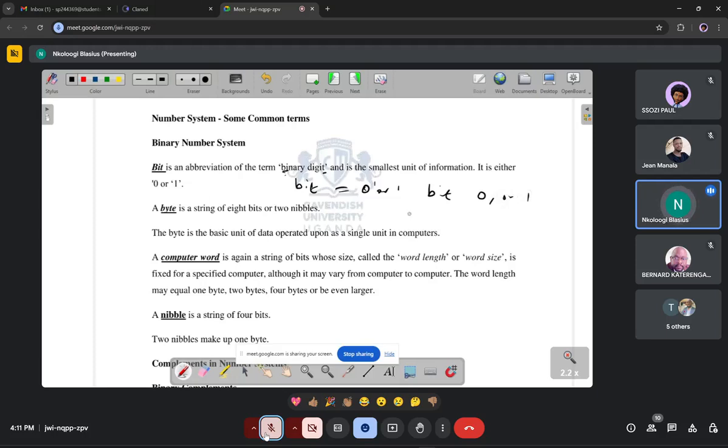So if I get 4 bits and I group them like this, then this gives us a nibble. So a nibble is a group of 4 bits. Then a byte is a group of 8 bits. For example, if you have this group, this is 1 byte. Okay.